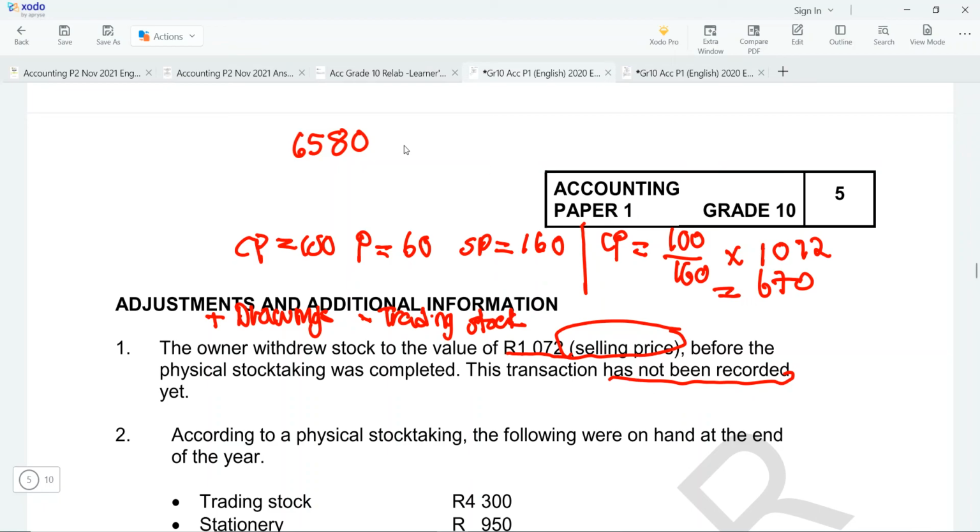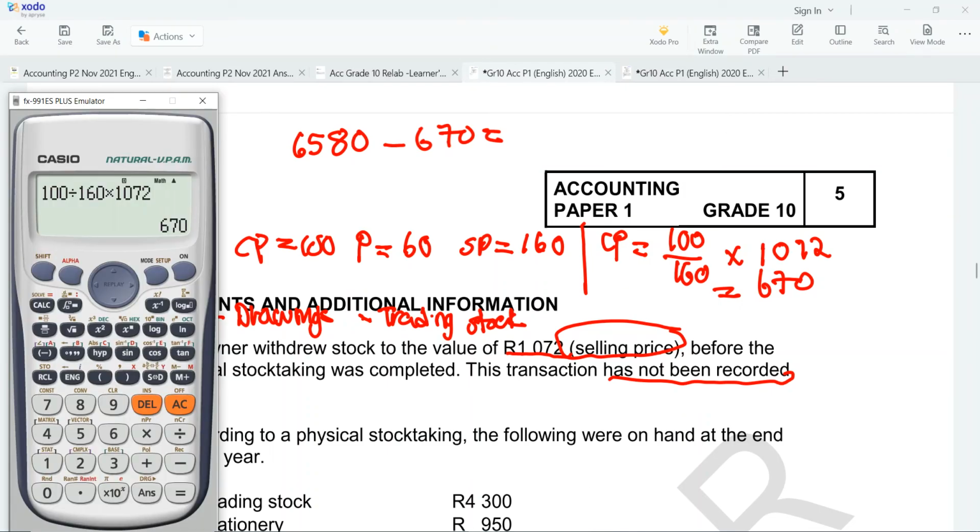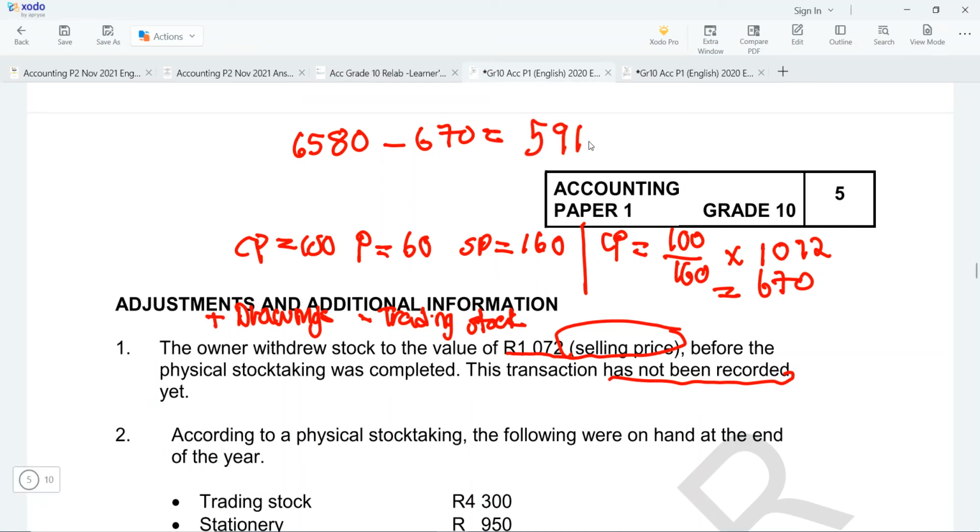So if we minus that 670, how much are we going to be left with? So let's see, 6,580 minus 670, it is giving us 5,910. Okay, 5,910. So whenever we do trading stock deficit or surplus calculations, we'll need to come back to this. It's going to affect that calculation, so we'll come back.